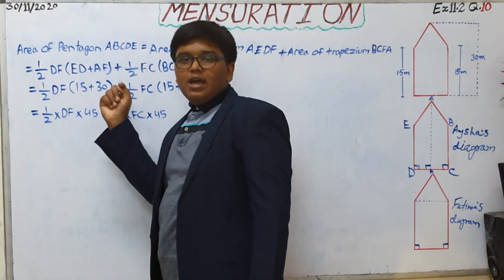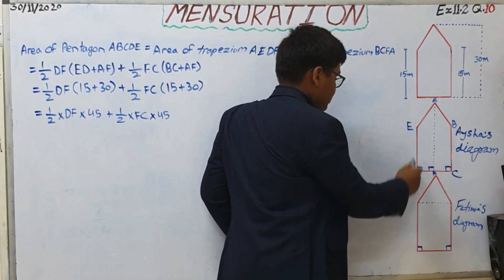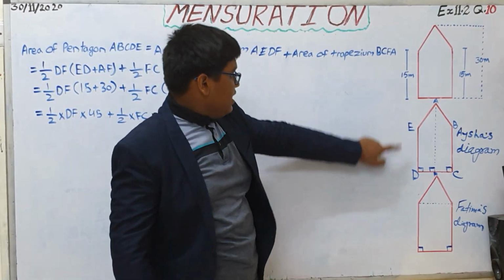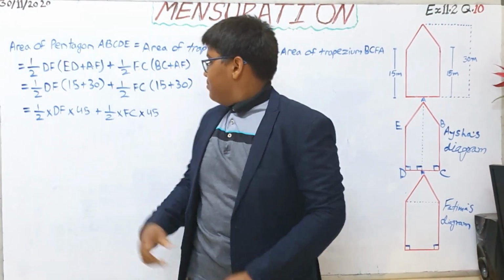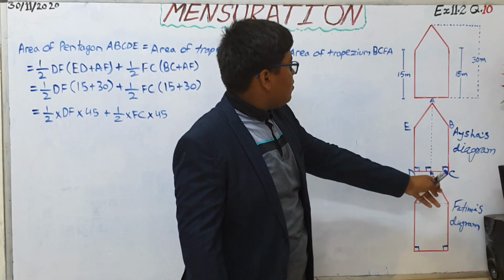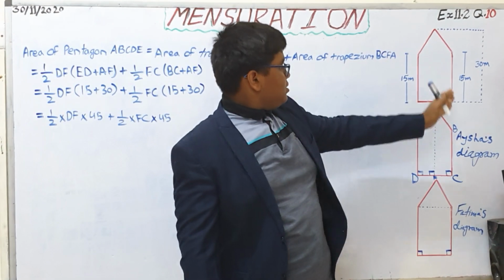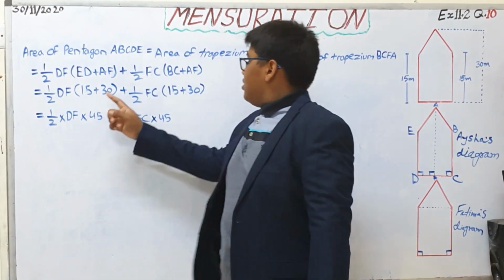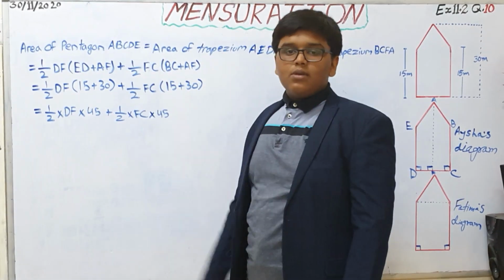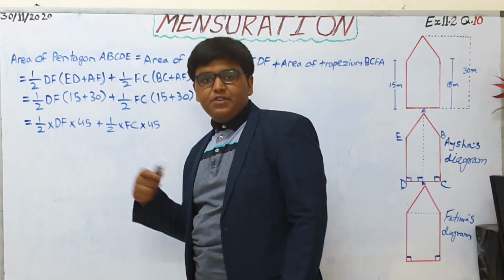So ED plus AF. Now what is ED? ED is this side, which is 15 meters. So we have the value of ED, which is 15 meters. And AF is this value, the whole length. The whole length is 30 meters. So 15 and 30, we are going to add them.